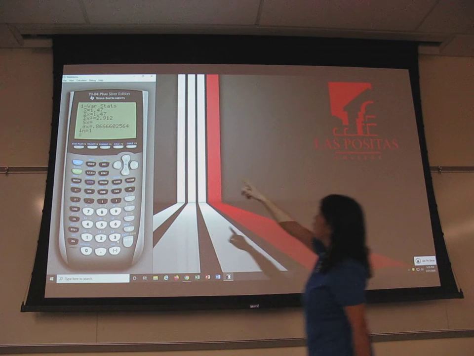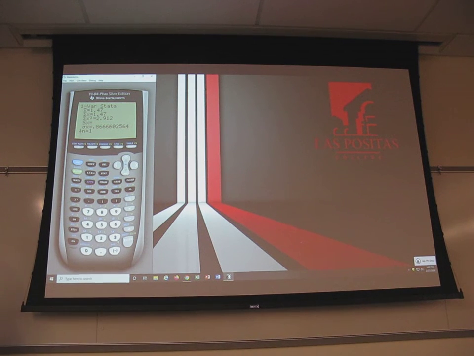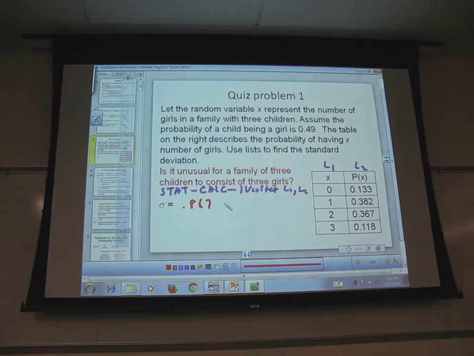And you'll notice it gives you x bar, which you don't care about, the mean. It gives you the sum of the x's, the sum of the x's squared. There's no Sx, no sample standard deviation, because our n is 1. It realizes that can't possibly be a sample. And then it gives you the population standard deviation, which is what you want. So this is going to be 0.867 if you round. And it is a sigma because it's a population.